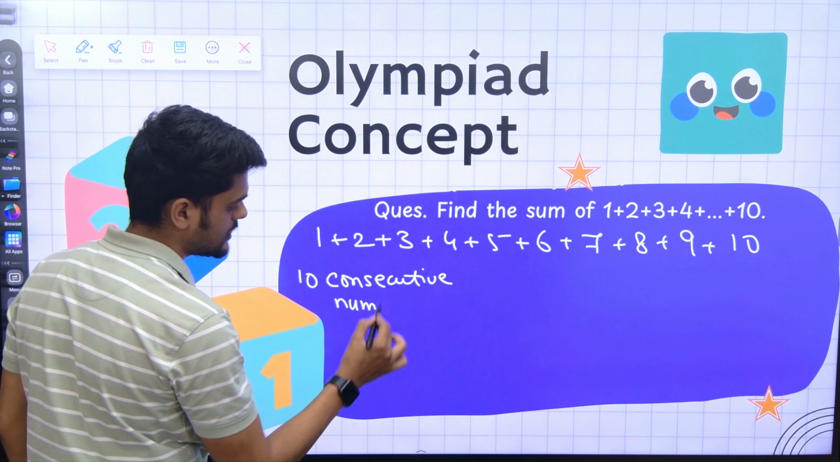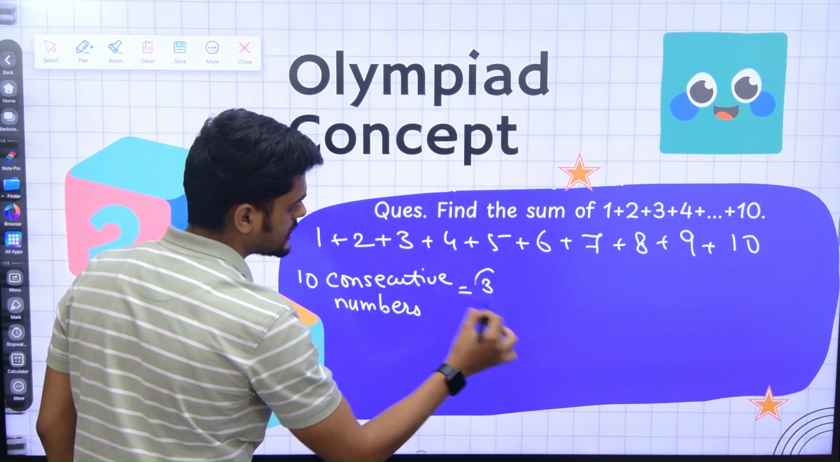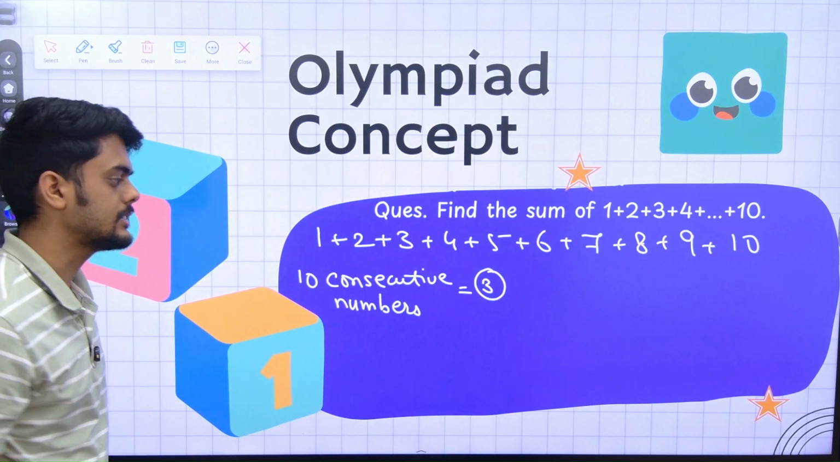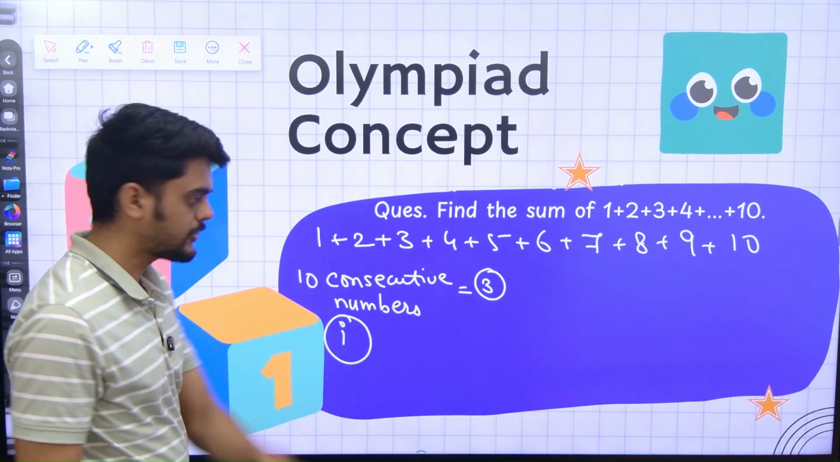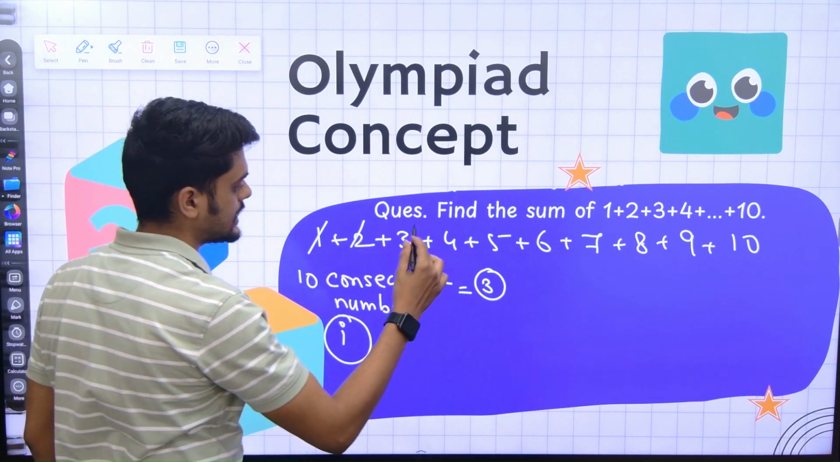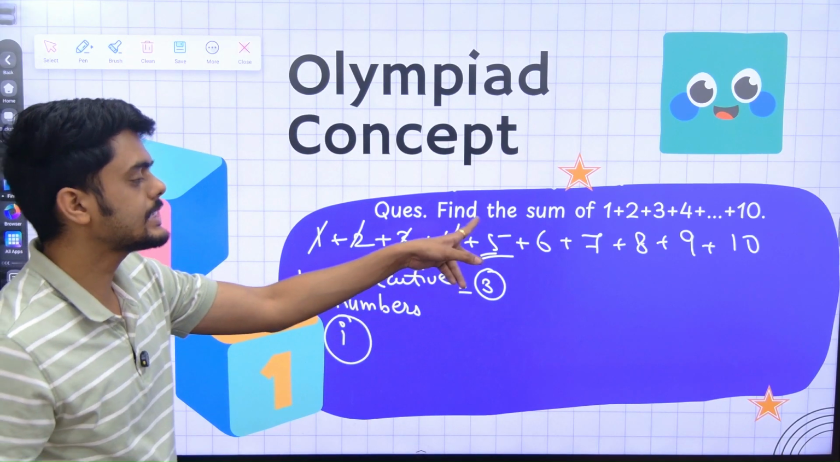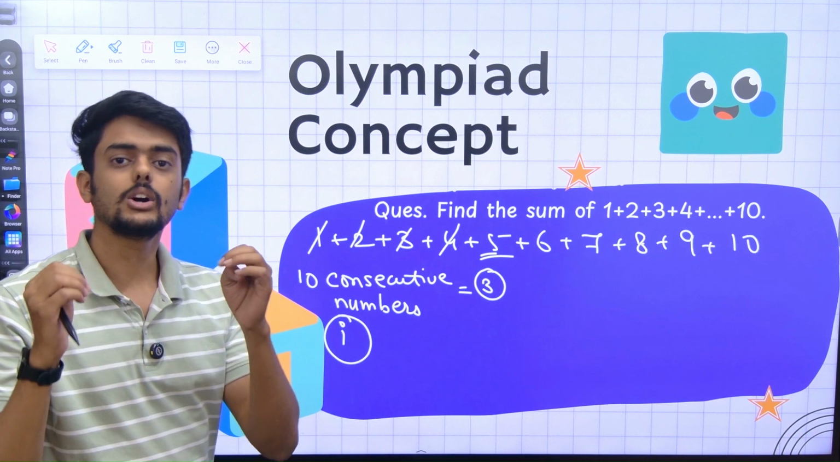Now, whenever we have 10 consecutive numbers, we just need to follow 3 steps. Okay, and within these 3 steps you will get your answer. The very first step is count the 5th number from the left. First, second, third, fourth, fifth, whatsoever it is. In this case, this is 5. It could be 50, 27, 33 and anything else.